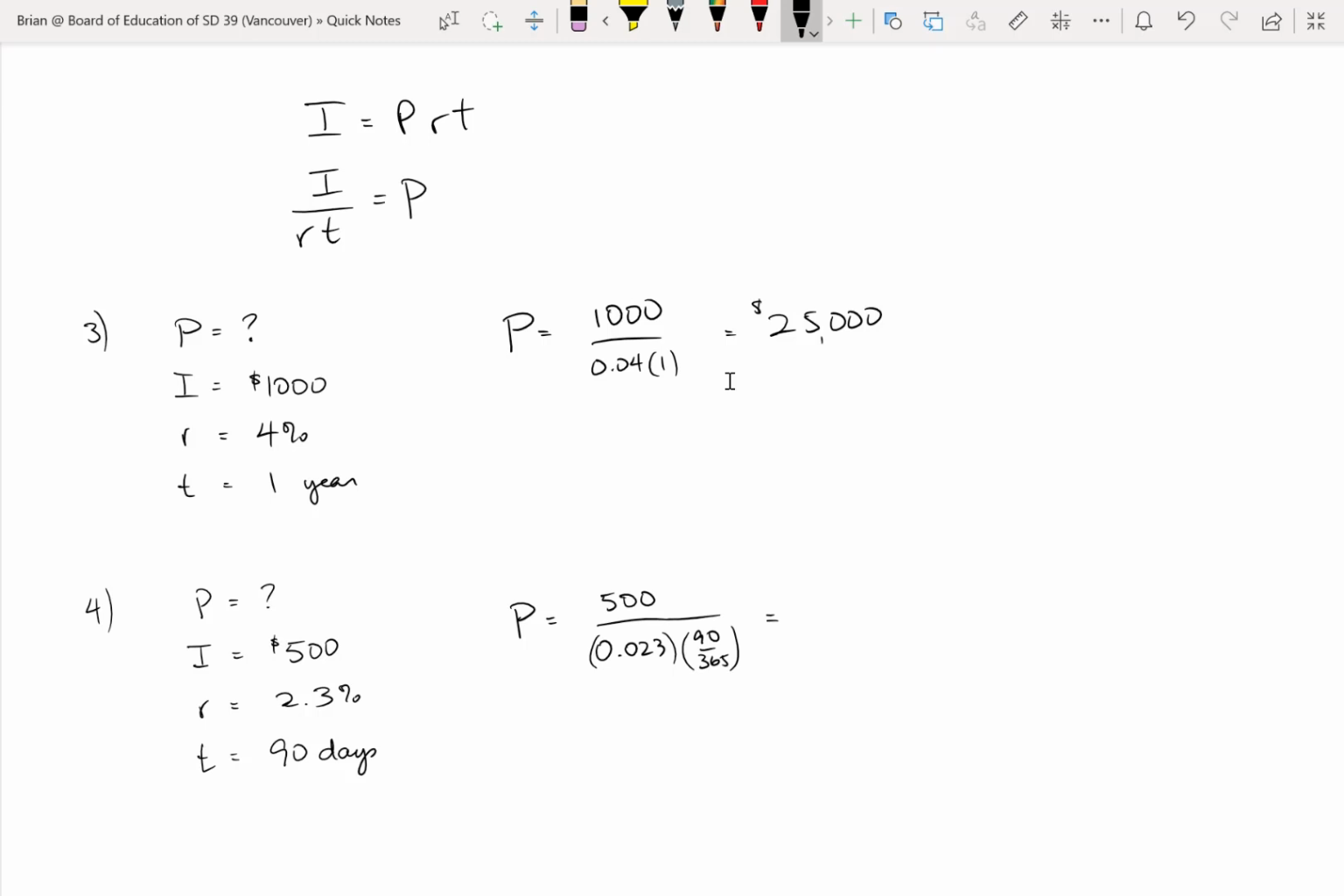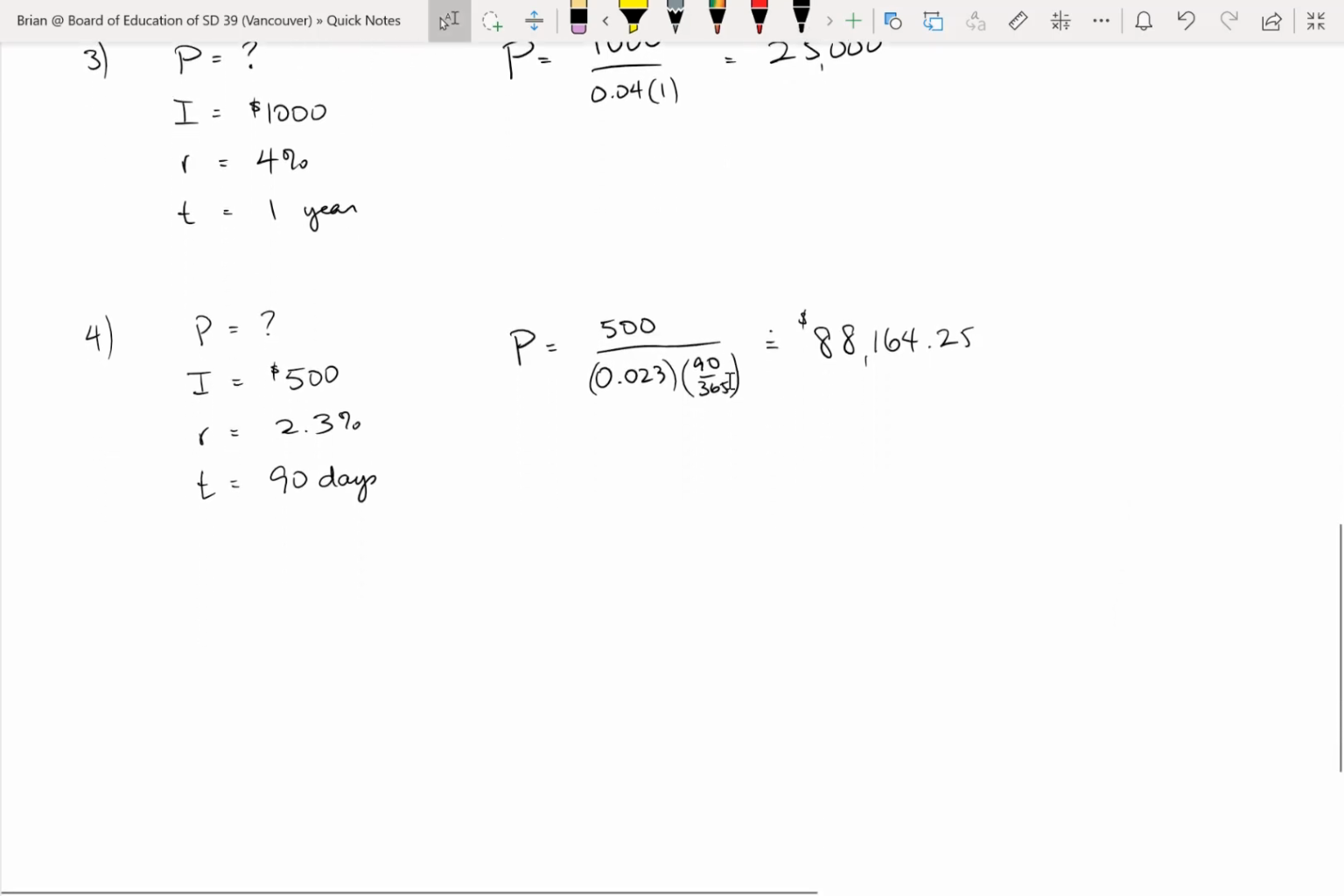In fact, instead of dividing by 90 over 365, you'll do the reverse of that. You'll actually multiply by 90 over 365, and so you'll get something that in this case will be off by a factor of about 16, so you'll probably get something around $5,000. And this does indeed come out to $88,164.25. Okay, and again, we've rounded that to the nearest penny. Okay, all right, so that's finding the principal.